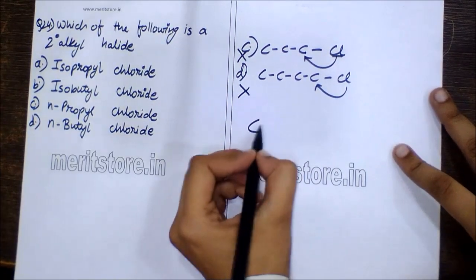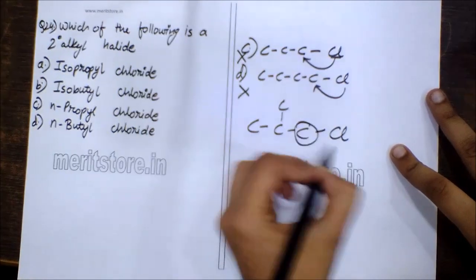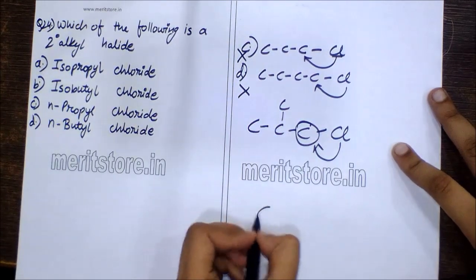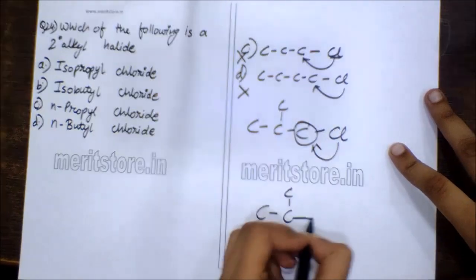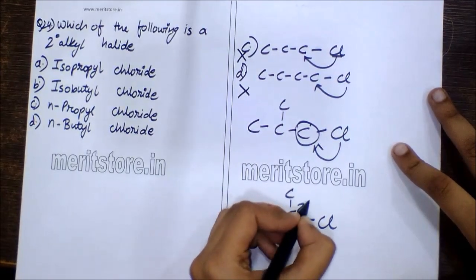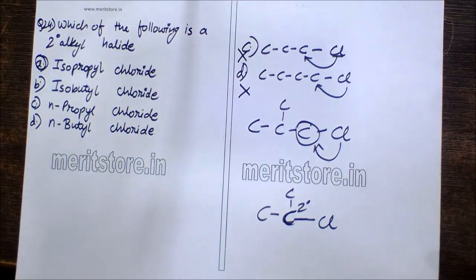When we talk about isobutyl chloride, again the carbon to which it is attached is a primary carbon. The only option left is isopropyl chloride. This is my isopropyl and this is my chloride which is attached to it. And over here, this carbon is my secondary carbon. Therefore, option A, isopropyl chloride, is my correct answer.